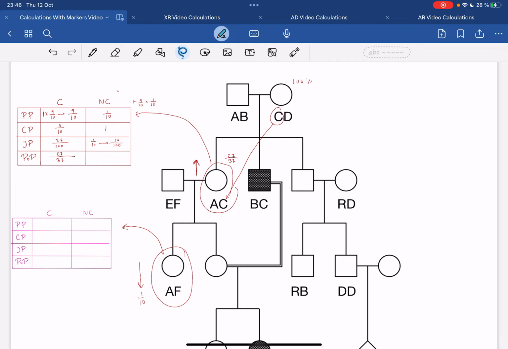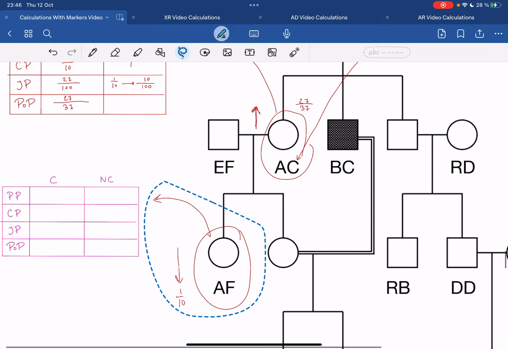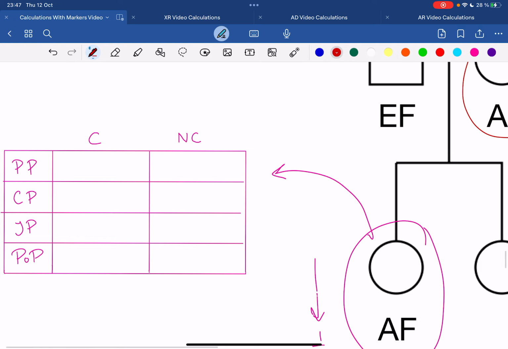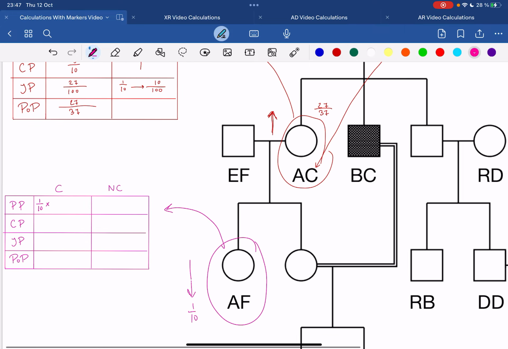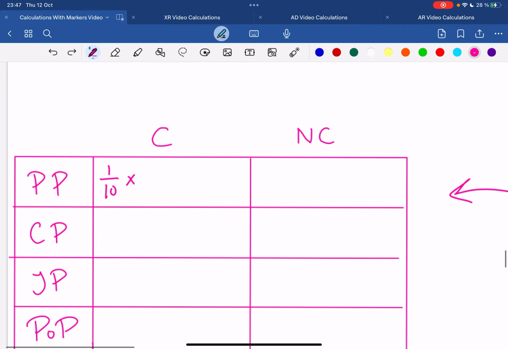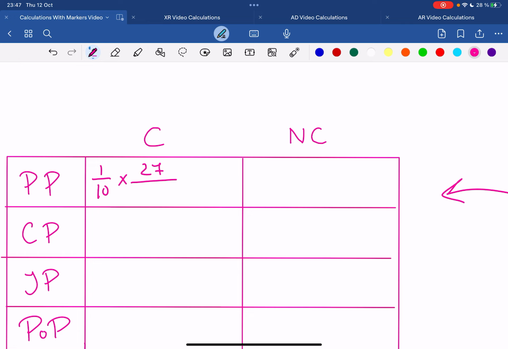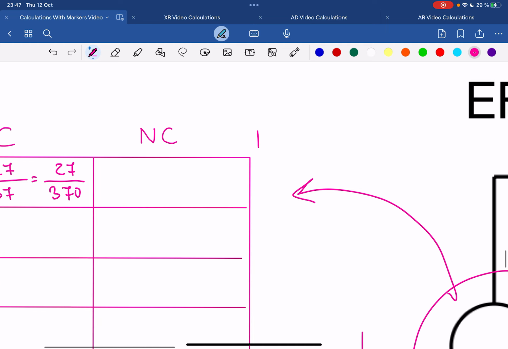Like that. Let's make it pink to distinguish it. Like so. So the chance probability times the probability that the parent was a carrier, which is 27 divided by 37, is equal to 27 divided by 370. And 1 minus 27 divided by 370 equals 343 over 370.